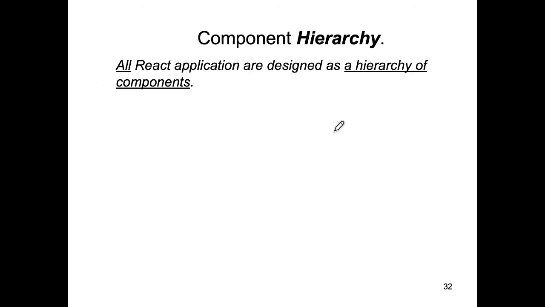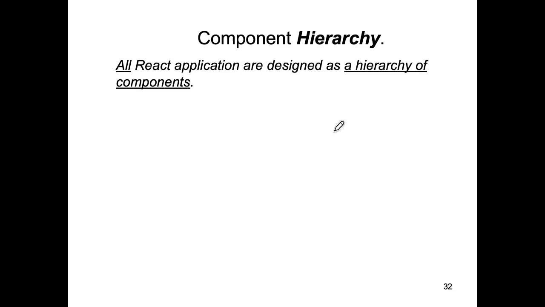Now, the next point is, and I think I mentioned this before, but now that we know a little bit more about components, it becomes a little bit more tangible. All React applications are designed as a hierarchy of components, where there will be one component at the top of the hierarchy. It can have any number of children, and those children in turn can have any number of child components, and so on down. But it's always going to be a hierarchy with one component at the very top.